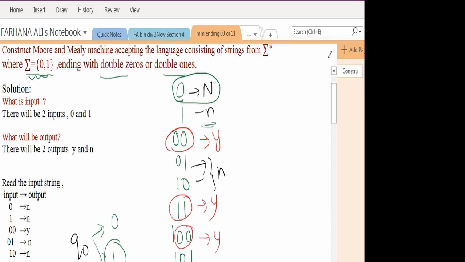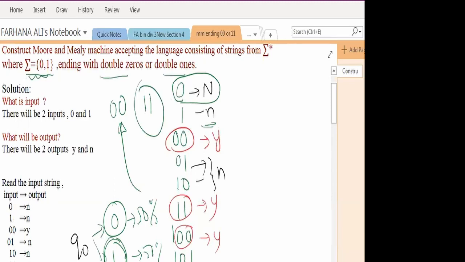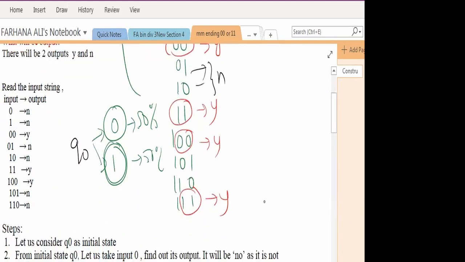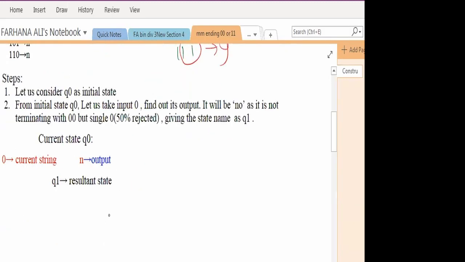But in both cases, we compare with the targeted strings, double zeros and double ones. This single 0 and single 1 contain 50% of the required string for double zero and 50% of the required string for double one. So from initial state Q0, considering input symbols single 0 and single 1, what would be the resultant state? If we consider single 0 under Q0, it is 50% of the required string, our targeted string 00, with the output N. This condition we can mark with the state Q1.